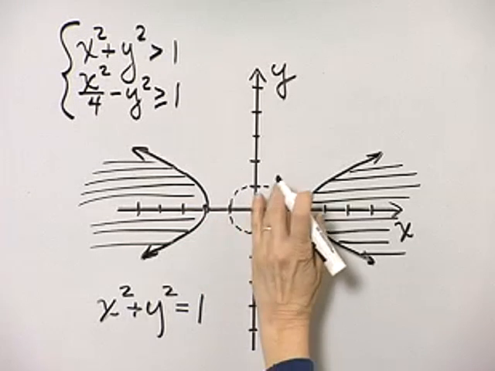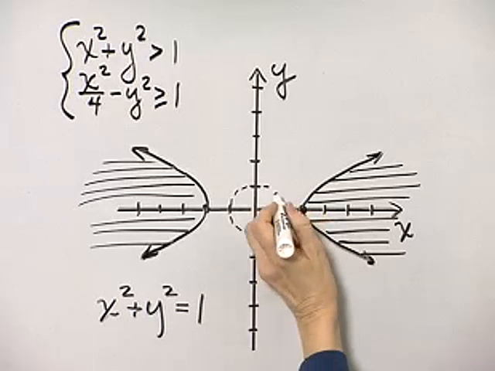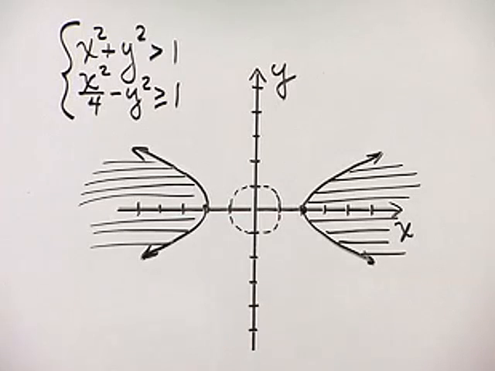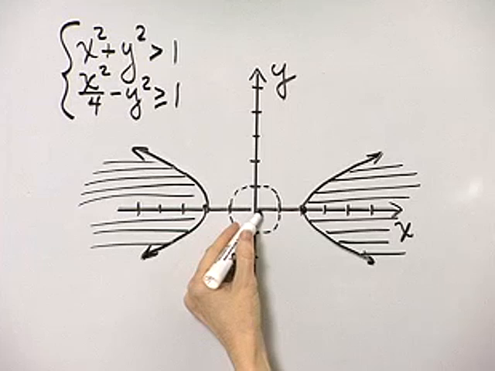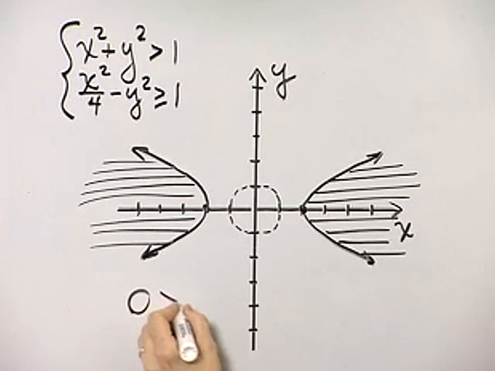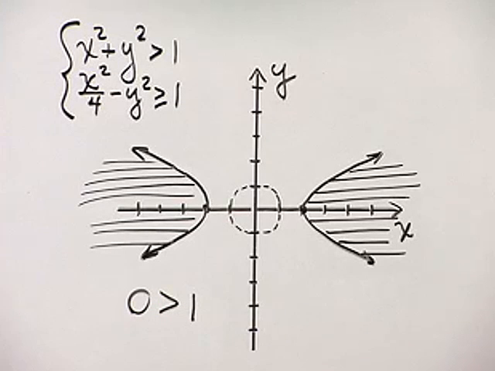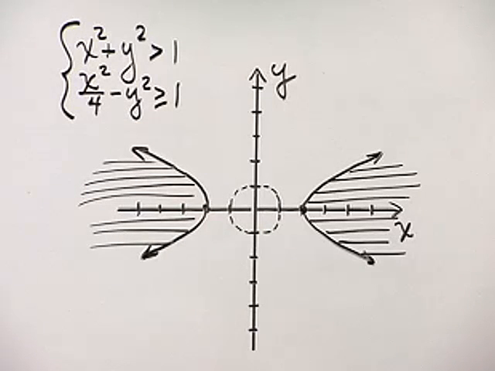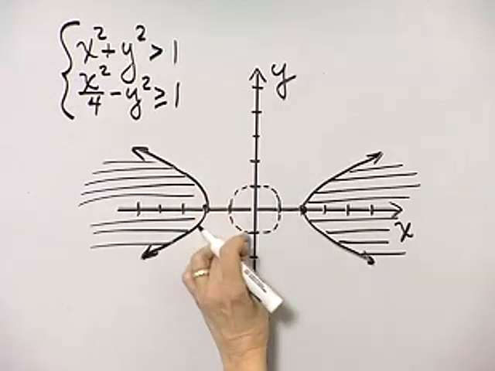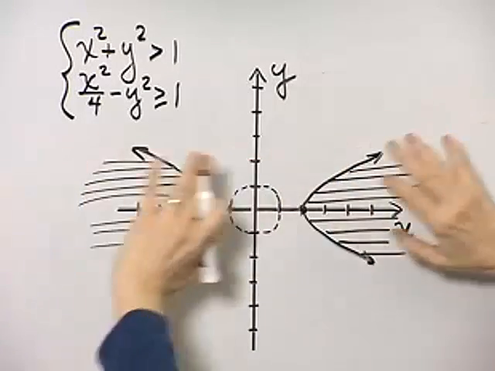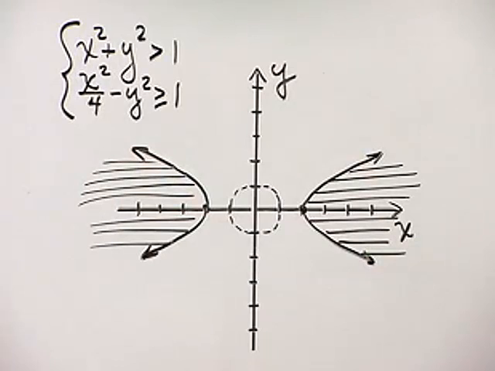Use your imagination, and here I have a circle, and now do I shade inside the circle or outside the circle? Well, let's use (0, 0) as our test point. If x is 0 and y is 0, is 0 greater than 1? The answer is no, so the graph of our first nonlinear inequality is this dashed boundary line, and then you shade everything outside of that circle.